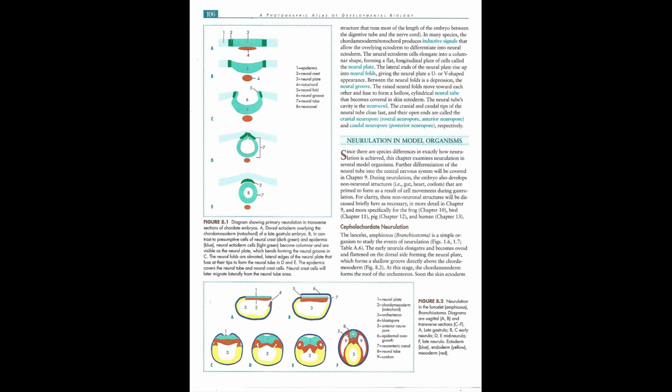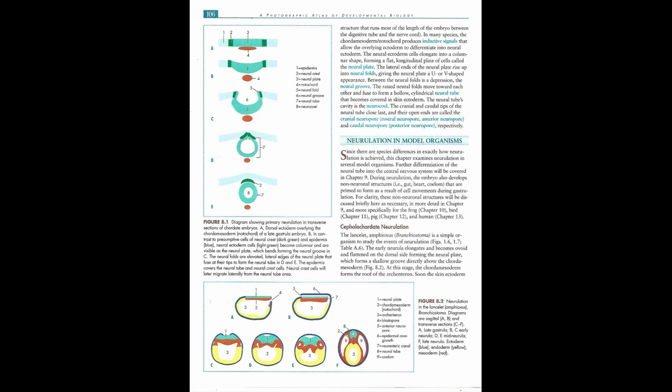In many species, the chorda mesoderm/notochord produces inductive signals that allow the overlying ectoderm to differentiate into neural ectoderm. The neural ectoderm cells elongate into a columnar shape, forming a flat, longitudinal plate of cells called the neural plate. The lateral ends of the neural plate rise up into neural folds, giving the neural plate a U or V-shaped appearance. Between the neural folds is a depression, the neural groove.